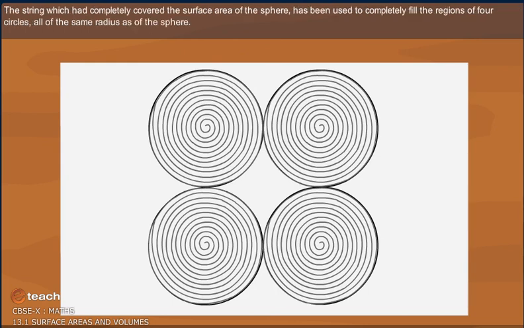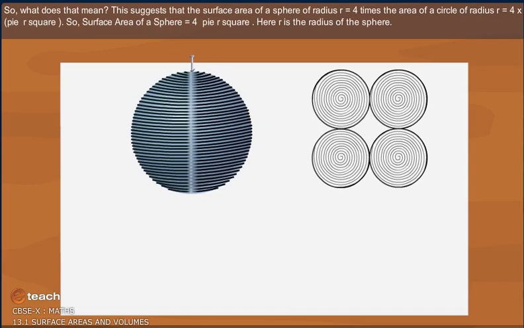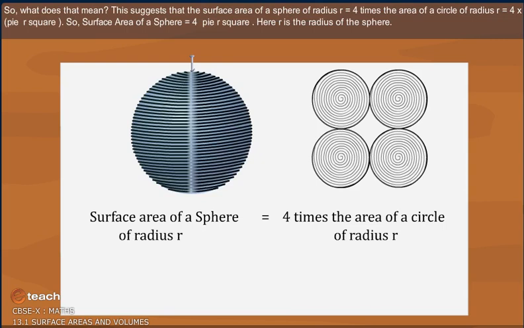With the string you had wound around the ball. The string which had completely covered the surface area of the sphere has been used to completely fill the regions of 4 circles, all of the same radius as the sphere. So, what does that mean? This suggests that the surface area of a sphere of radius r is equal to 4 times the area of a circle of radius r, which is 4 into bracket pi r square. So, surface area of a sphere is equal to 4 pi r square. Here, r is the radius of the sphere.